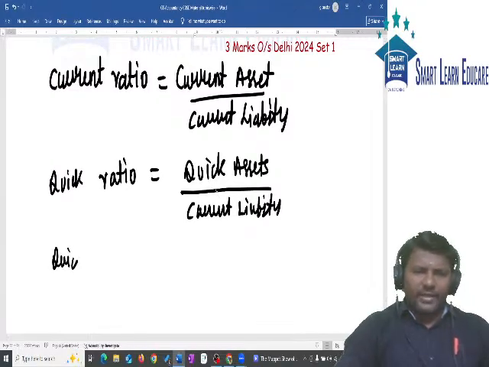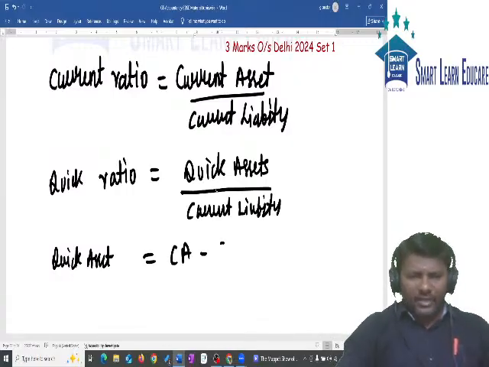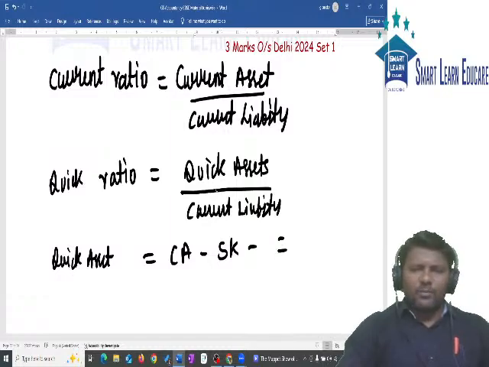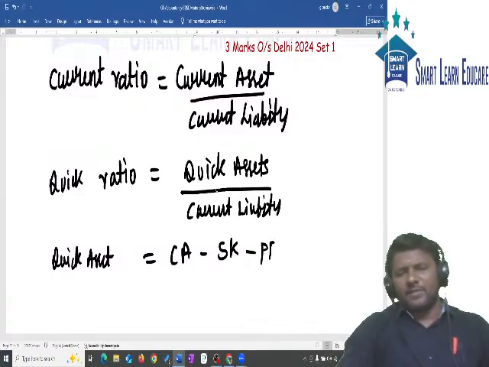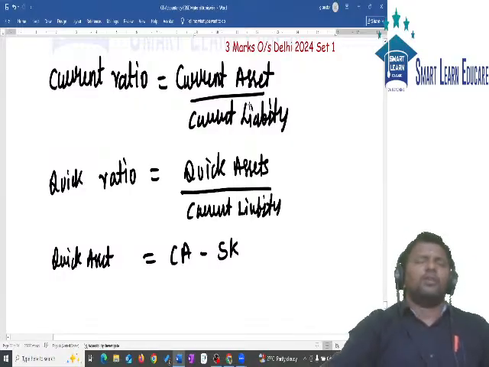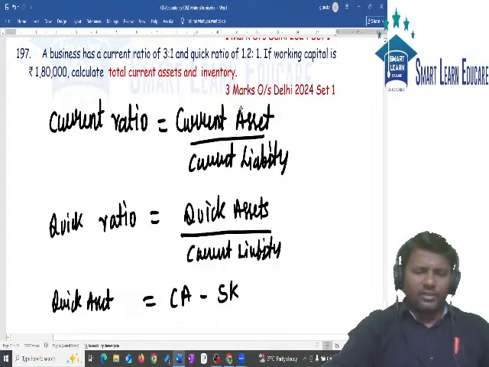What is quick asset? Already I told you the formula. Quick asset is equal to current asset minus stock and minus prepaid expenses. If no information is given about prepaid expense, then prepaid expense can be assumed as 0. Either you can take quick asset as current asset minus stock, or as current asset minus stock and prepaid expenses. Prepaid expense can be 0, but normally stock is not 0. So these three formulas are required for this question.